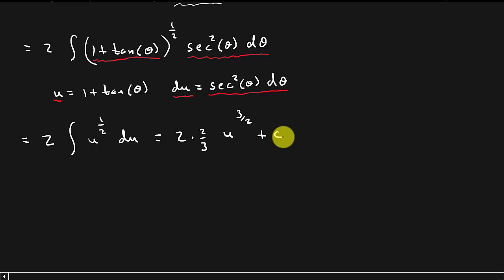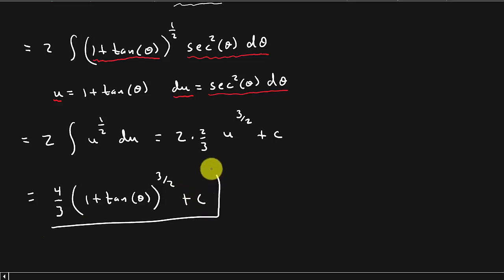And so now I substitute back in. So that's going to be 4/3. And then in the place of u, I'm going to put 1 plus tangent theta to the 3/2 plus c. And there's my answer.